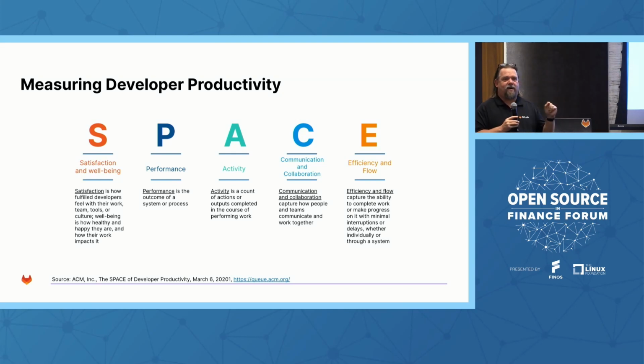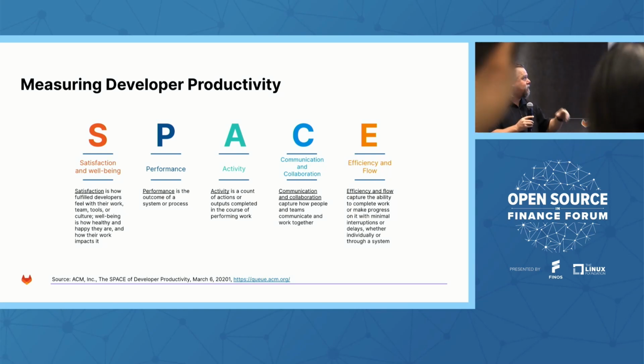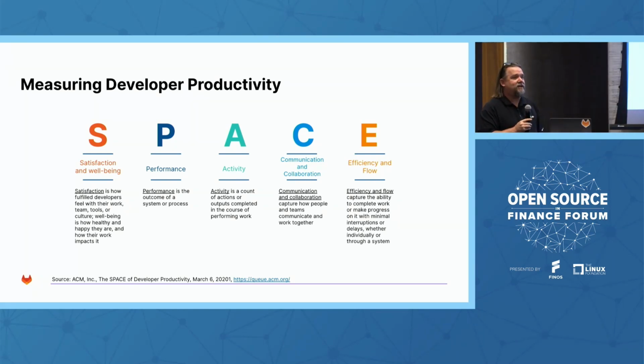Then we've got performance. This is the outcome of a system or process. So when I look at the outcome of what's happening from my CI/CD, those things. Then there's activity. How often am I interacting with other developers across other projects, and what does that weighting look like? Communication and collaboration: how frequently am I helping others inside my organization? And then efficiency and flow: how quickly can I get my changes out the door?